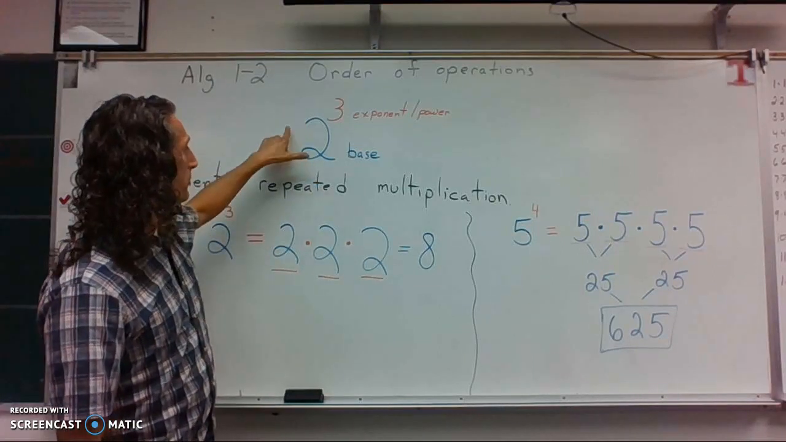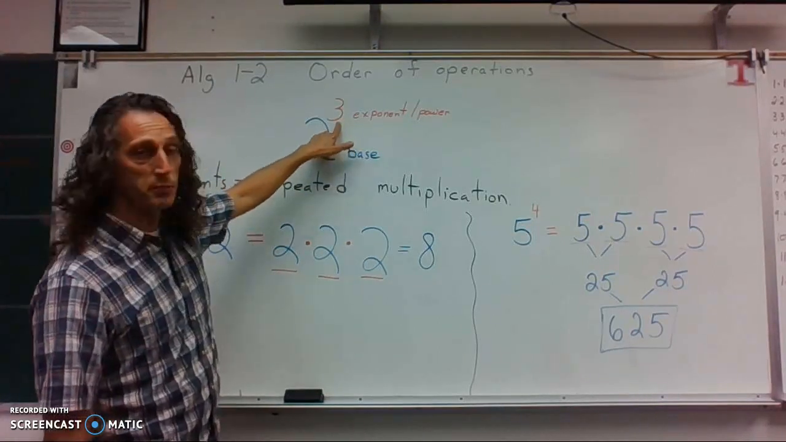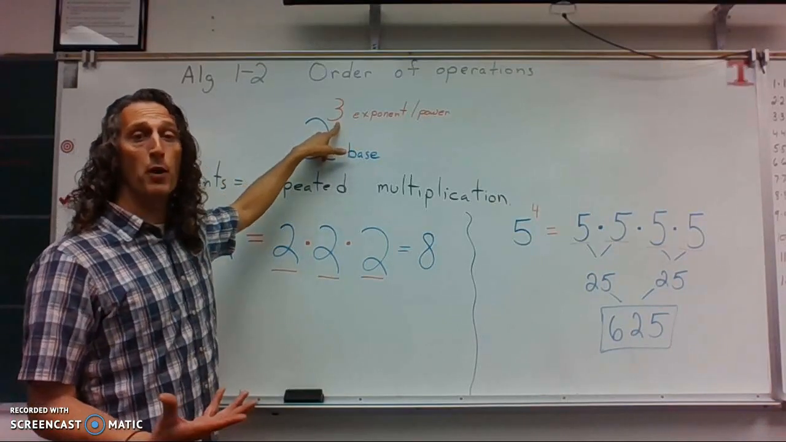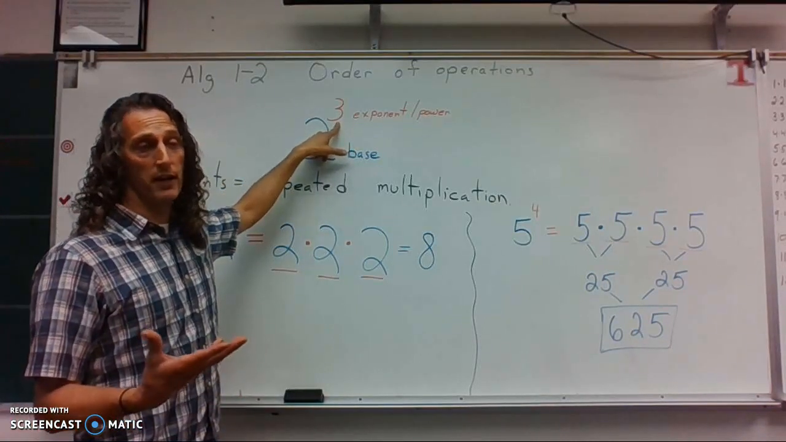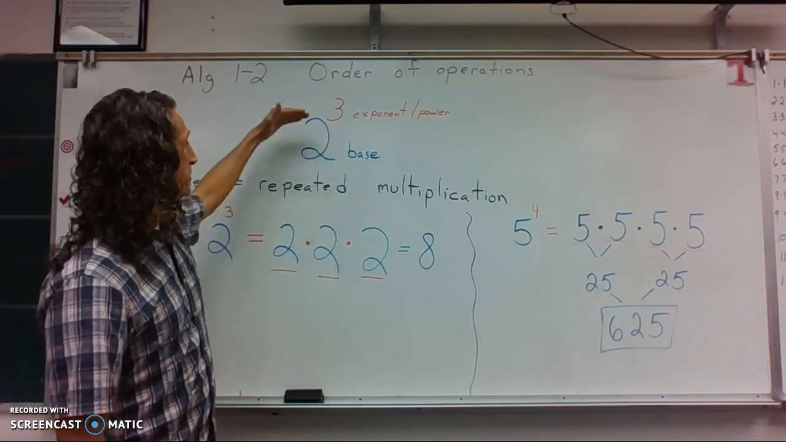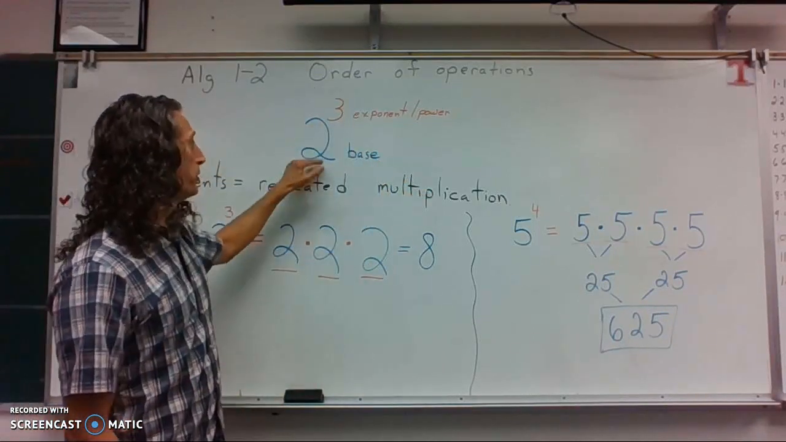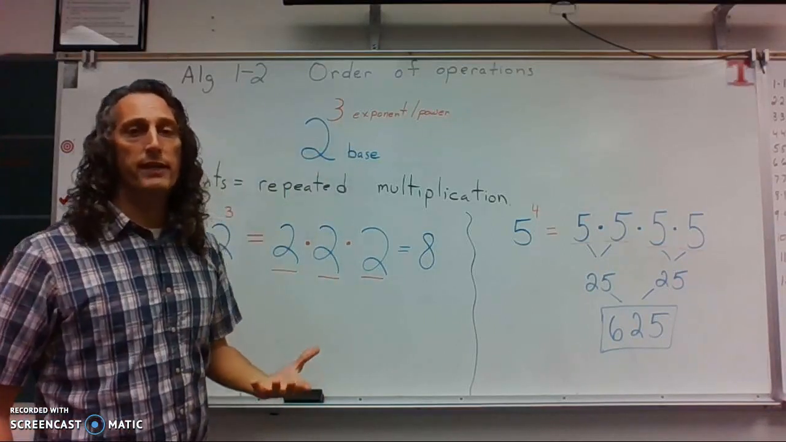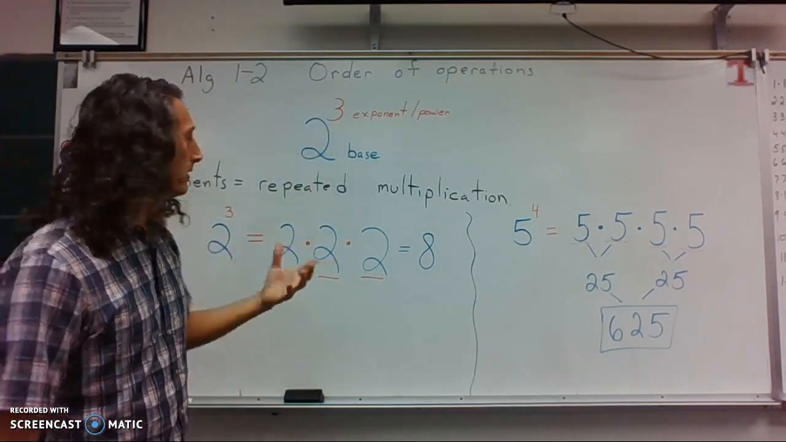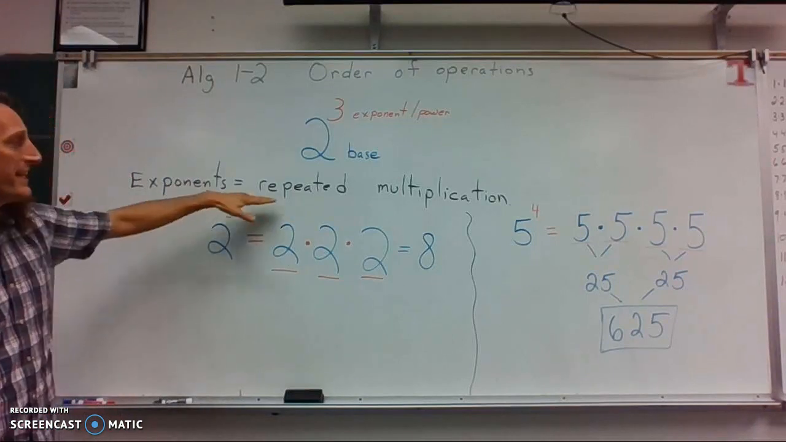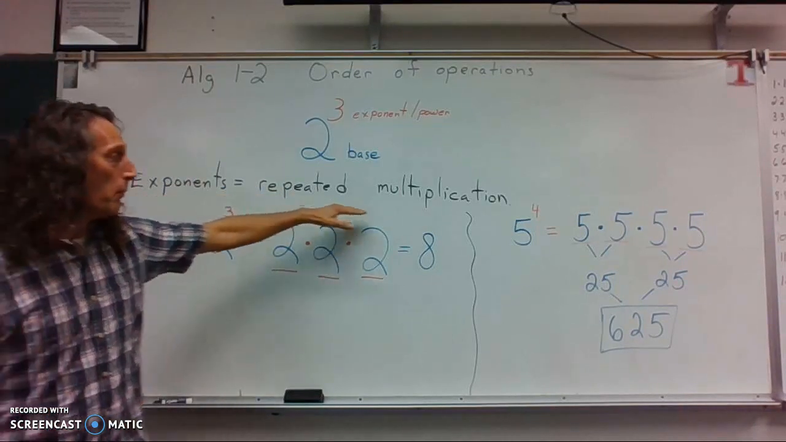You have two numbers. You have a large one called the base. The small number at the top we actually call the exponent, or we call it the power. So this is 2 to the third power, or 2 cubed. So what are exponents? Basically, it's just repeated multiplication.